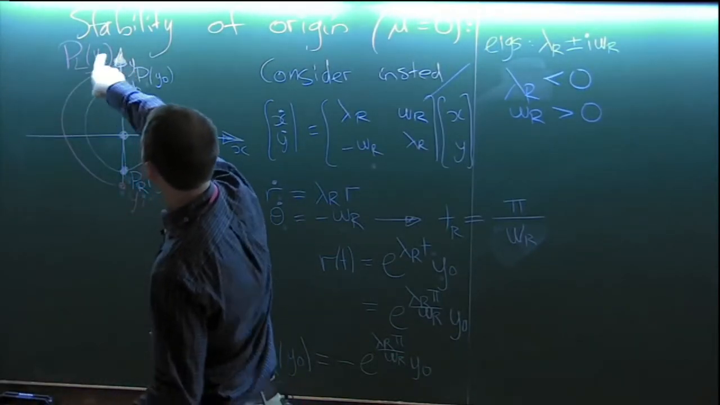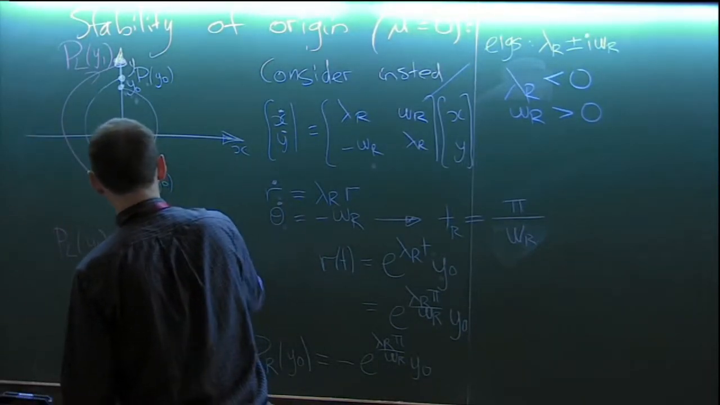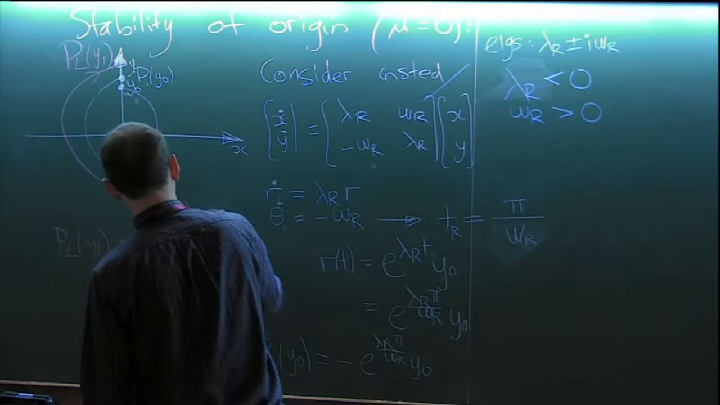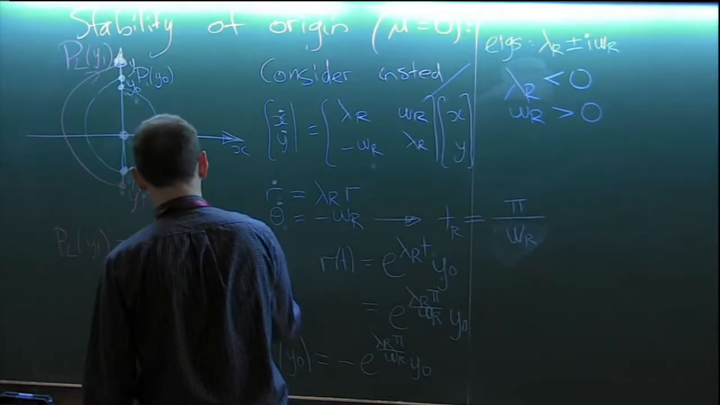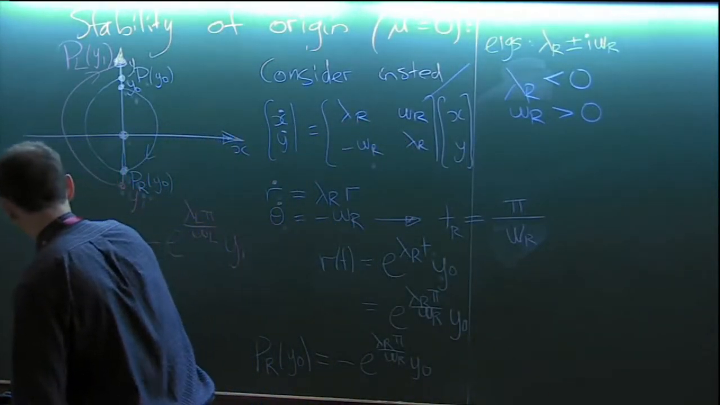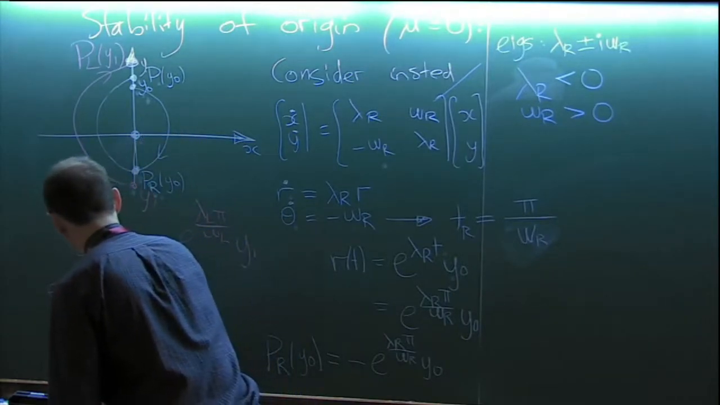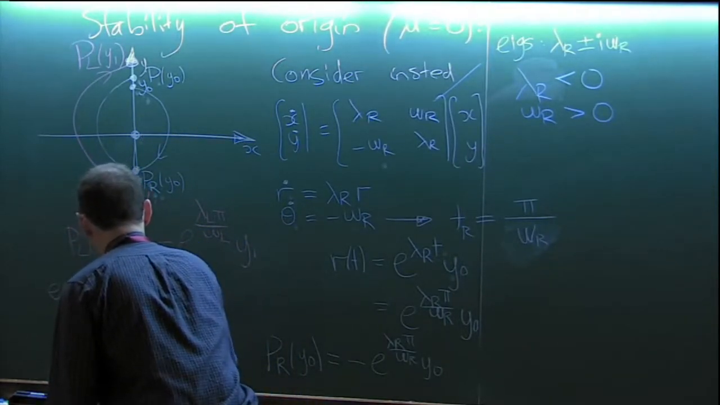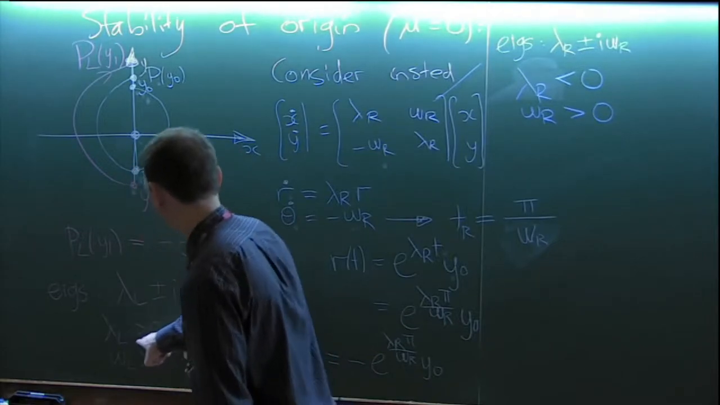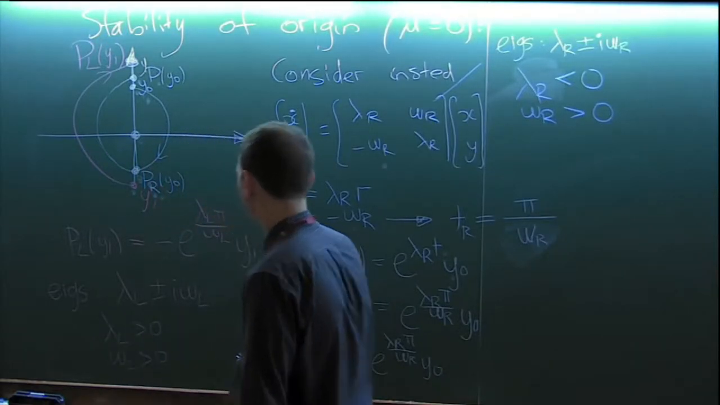So if I go from y1 round to some point up here, P_L of y1 is minus e to the lambda_L pi over omega_L times y1. So the system on the left has eigenvalues lambda_L plus or minus i omega_L. In the left, the focus is unstable, so lambda_L, the real part, is positive, and for simplicity, I can assume that omega_L is positive as well.